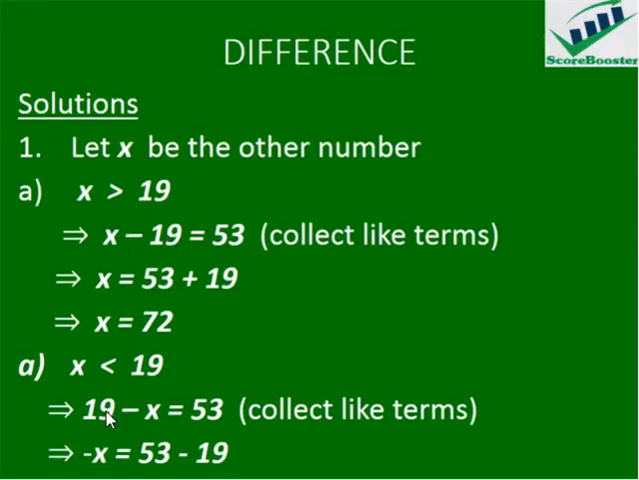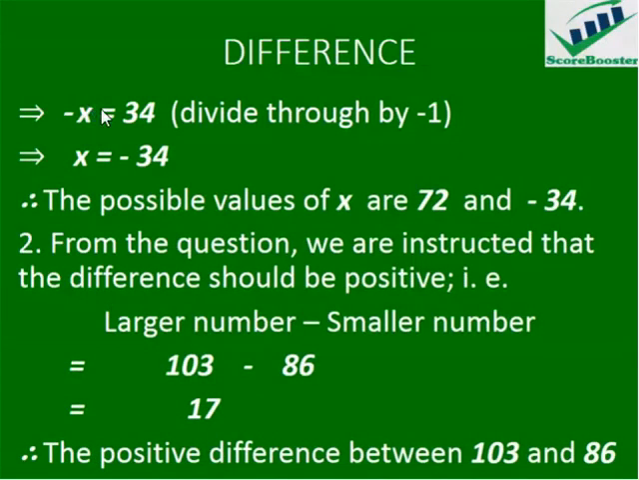So the second situation is 19 minus x equals 53. Now we have positive 19 here. We are looking for x. To eradicate this positive 19, we introduce minus 19. And whatever we do to this side, we also do it to this side. So 19 minus 19 will give 0. 0 minus x will give negative x, equals to 53 minus 19, which implies that negative x equals 53 minus 19 will give what? 34. So negative x equals 34.